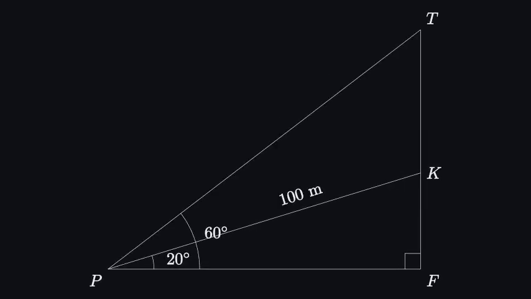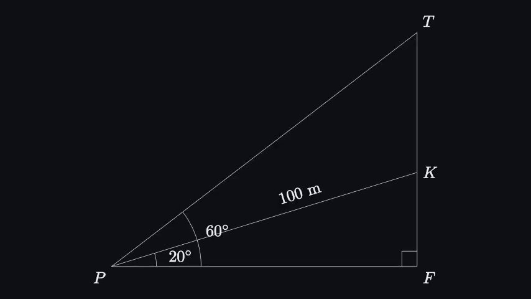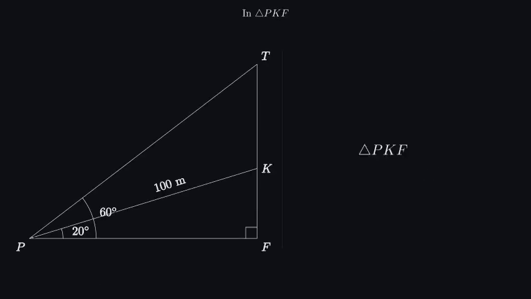Study the diagram carefully. This prepares us for the next step. The smaller right-angled triangle is PKF. In this triangle, PK equals 100 meters and the angle at P is 20 degrees. The larger right-angled triangle is PTF. In this triangle, the angle at P is 60 degrees. The horizontal distance, PF, is shared by both triangles. So we find PF first using the smaller triangle.